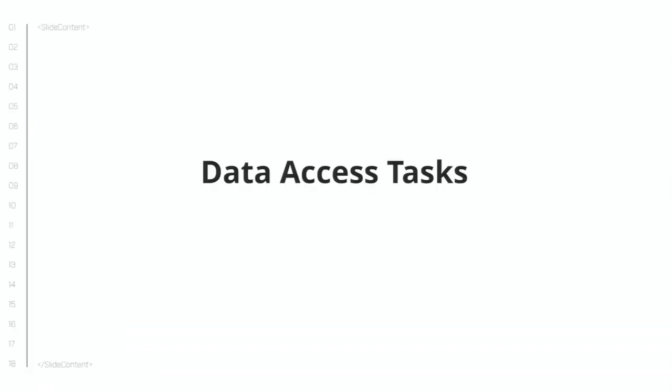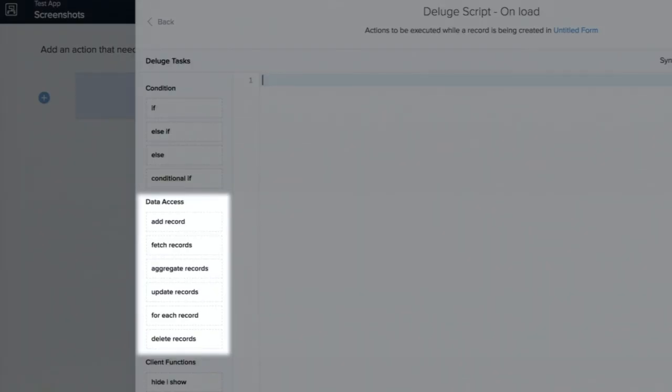So what am I talking about? I'm talking about the data access tasks. So when you go to create a workflow, when you're writing some script inside Zoho Creator, they're grouped by these sections. And the second section is called data access, where it has these things for adding records, fetching records, aggregating records. There's a whole bunch of things listed there. I'm going to run through and cover as many of these as possible. We're really going to be focusing a lot on how you fetch records with Deluge, because that opens up a whole new world of scripting abilities.